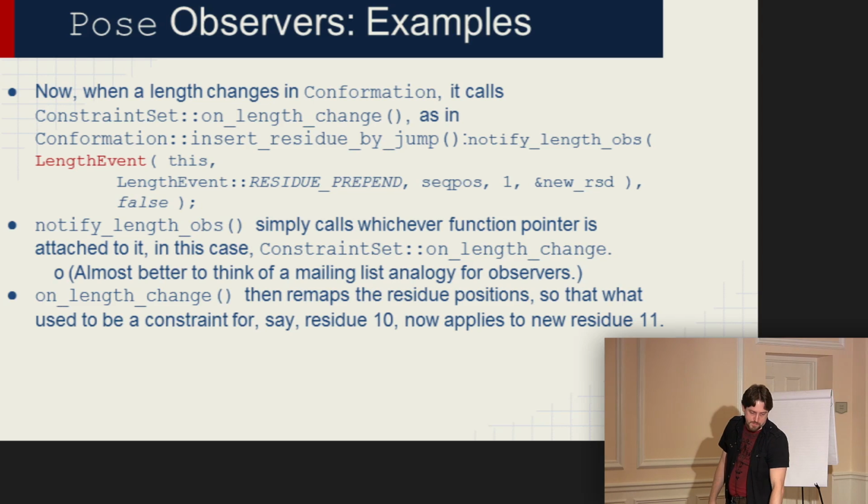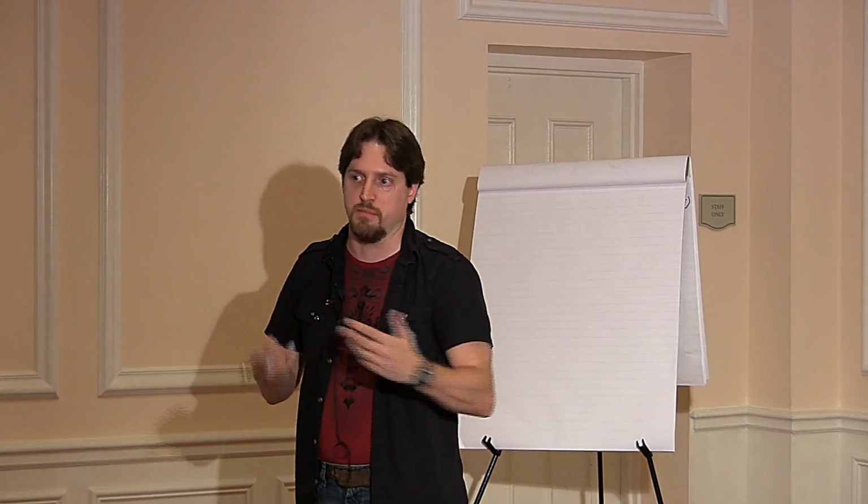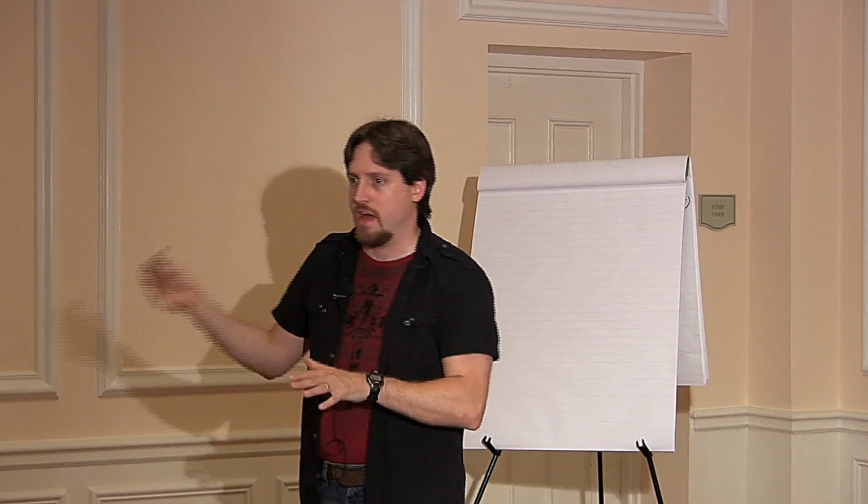And when that happens, we're now back in constraint set. When constraint set gets the call from the pose, its on length change happens. That remaps all the residue positions. So if you used to have a constraint for residue 10, but you've now inserted a residue, the constraint for residue 10 now applies to residue 11. It's a very powerful tool to have these observers, and there's lots of them throughout Rosetta. So that's how that works.